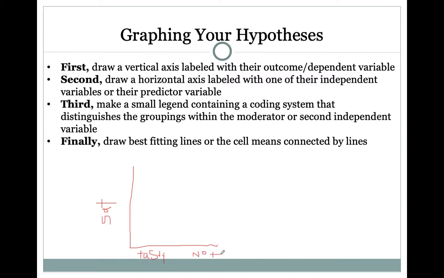Third, you have a legend containing a coding system that distinguishes the groupings. So our second variable is small or big portions. So I'll do this is small. And again, so sorry for my handwriting. And then a box filled in will be big. And then finally, you draw best fitting lines, or the cell means connected by lines.